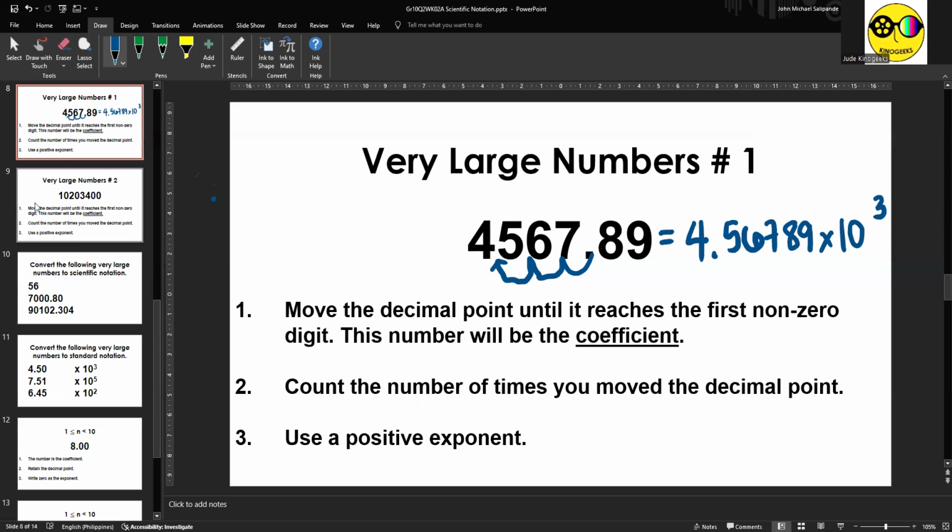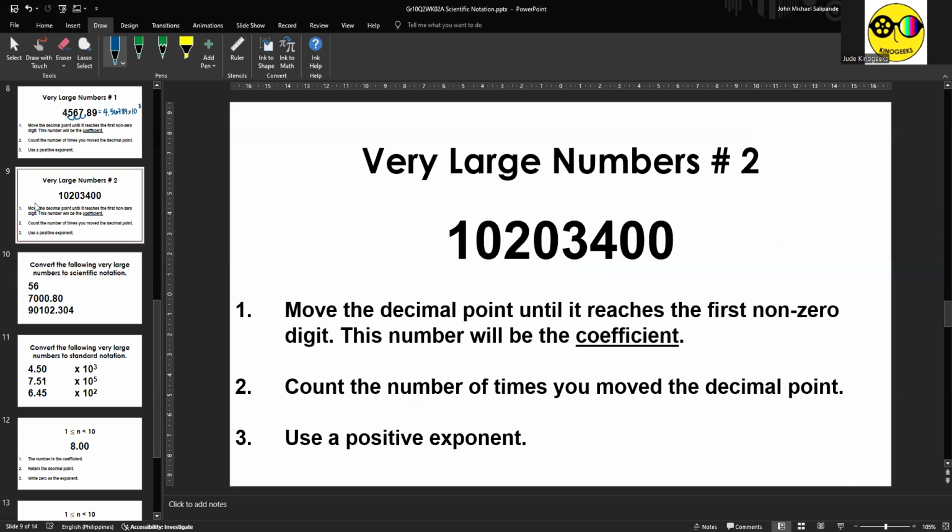Okay. Second example is 10,203,400. So far, all of our examples have had a decimal point. This is the first number where the decimal point is physically absent or non-existent. But there's actually a decimal point there, so that is a whole number. The decimal point is said to be implied or hidden somewhere after the rightmost number, so after the fourth zero.